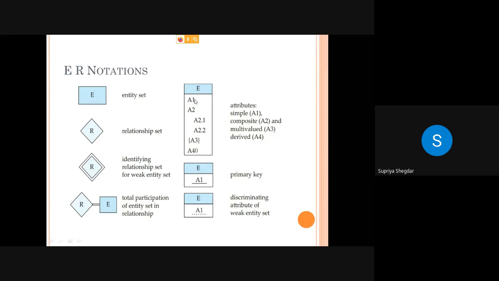Then if we want to show the attributes of the entity set, we can represent it like this. So here A1, A2, and again A2 has subparts, A2.1, A2.2, these are the composite attributes. A3 is the multi-valued attribute and A4 is the derived attribute. Then if the attribute is the primary key, we represent it with an underline to that attribute. And for the weak entity set's attribute, we represent it with a dashed line below the name of the attribute.